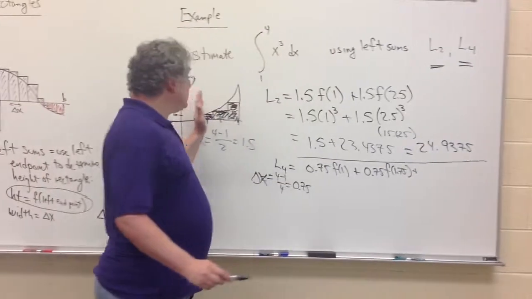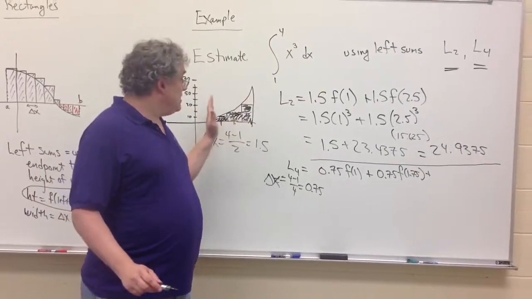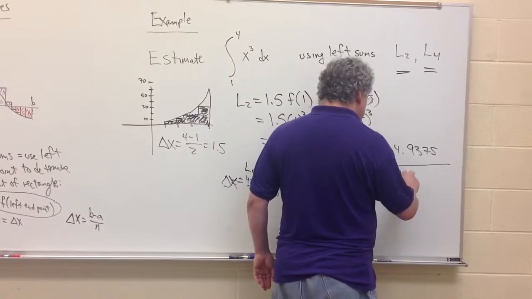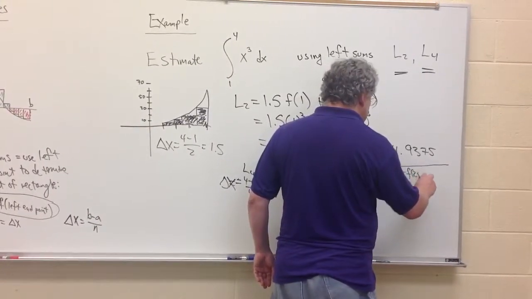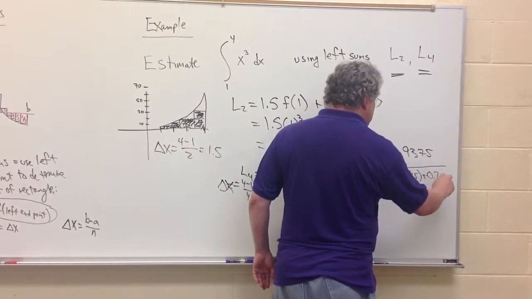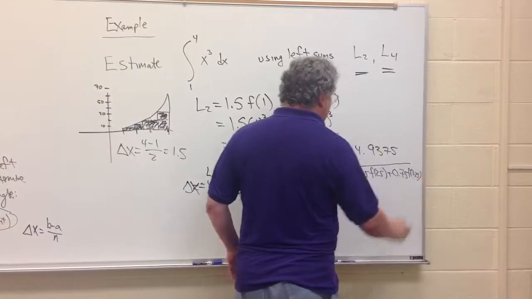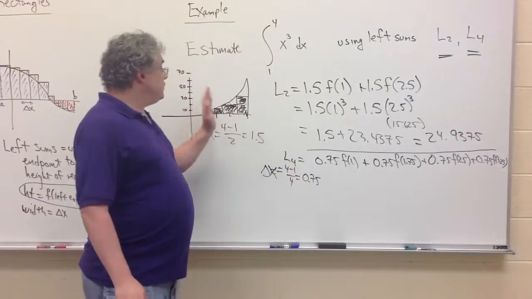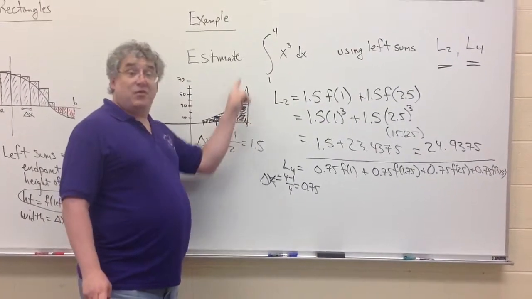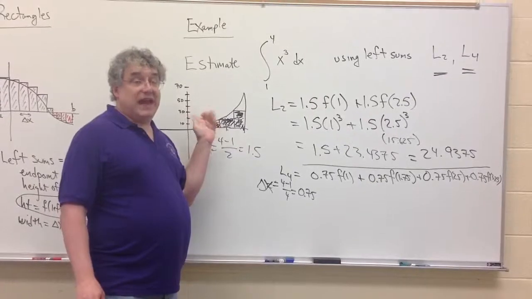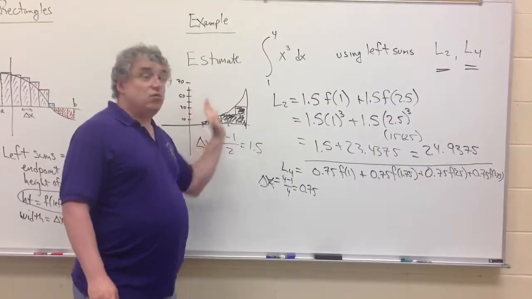The next one moves over another 0.75, which we actually already knew. That's 2.5. It's the same place as before. And then the last one is 3.25, what the x is. 1, 2, 3, 4. Notice this last endpoint of 4 is not being used because it's not the left part of any interval. It's the right part.